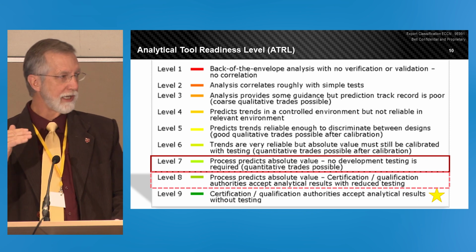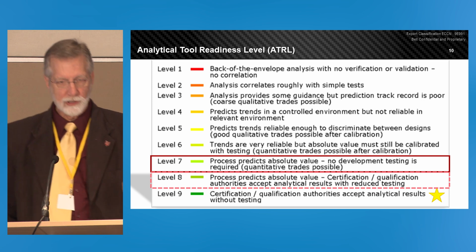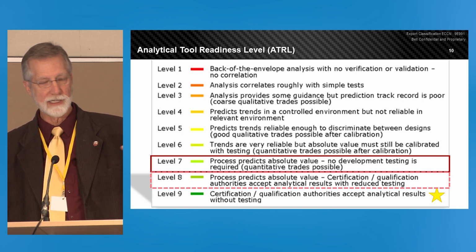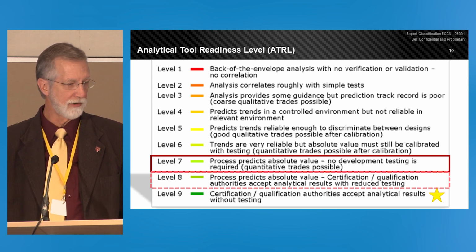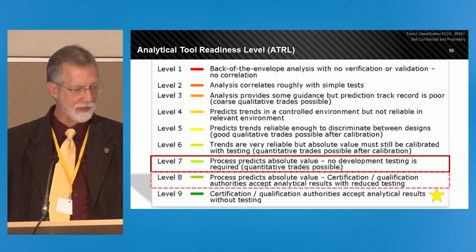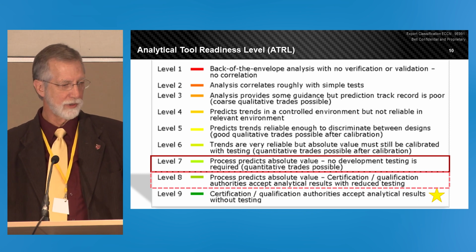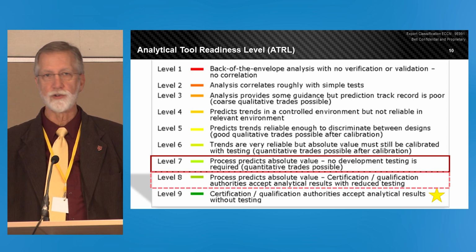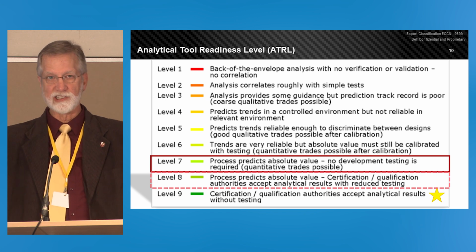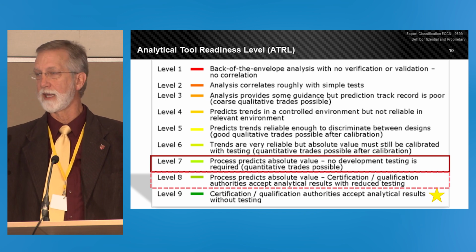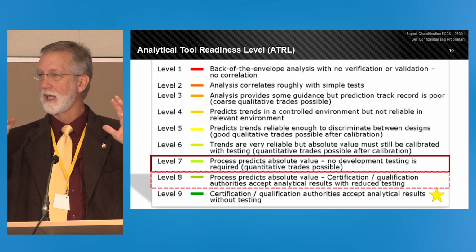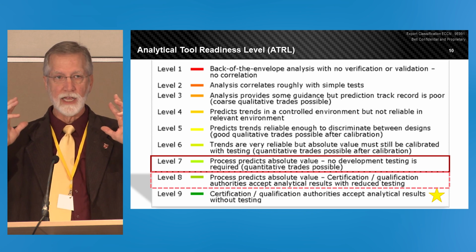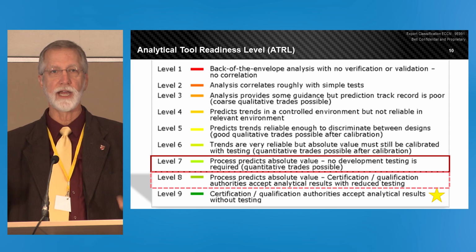But somewhere in there, we need to move. Well, the work that we've done since 2009 has moved that bar from 5 up to 7 at least. Process predicts absolute value, no development testing is required, quantitative trades possible. There was no development testing in that sense of system testing. We didn't drop that system beforehand. We had high confidence that it would pass.